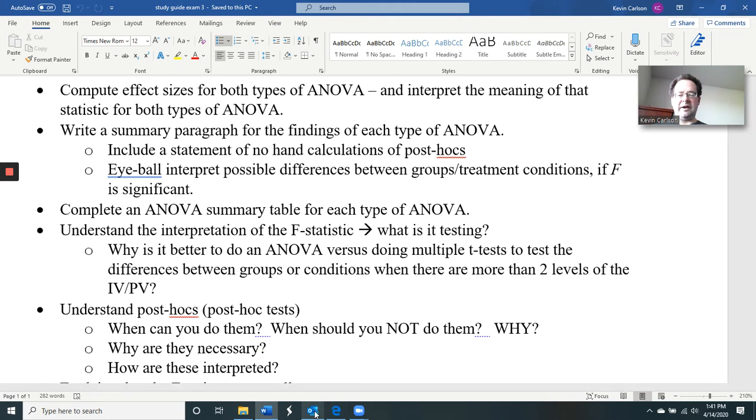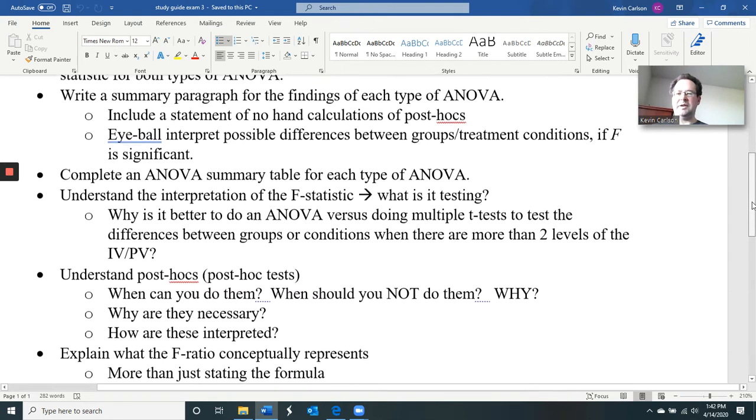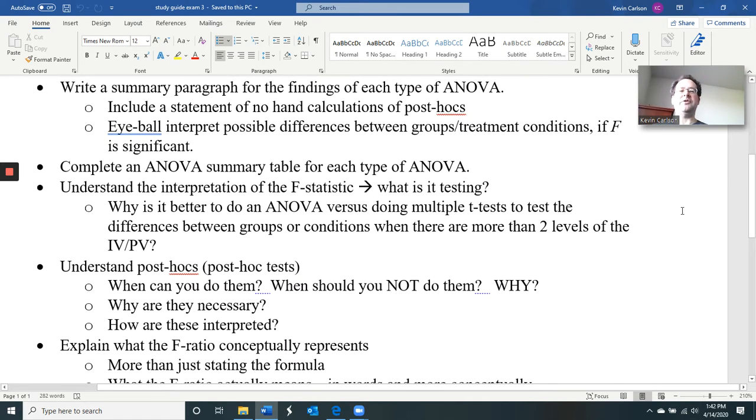So just like the R squared with the RT test, you interpret it as the percent of variance accounted for in the DV from the IV, or if it's a PV, it doesn't really matter. So again, the percent of variance in the dependent variable accounted for by the IV. So make sure you can write the summary paragraphs for each of those types.